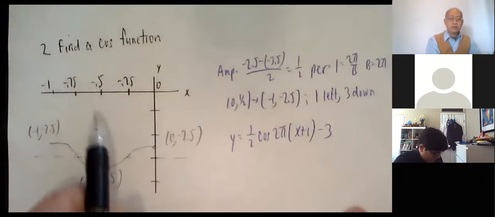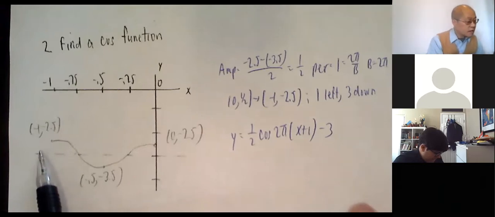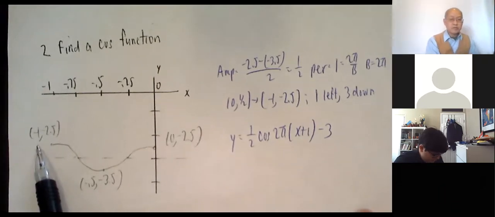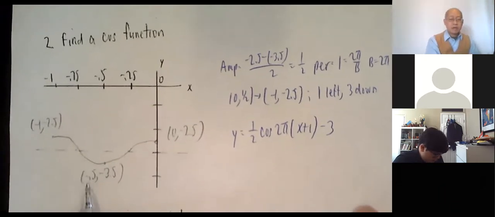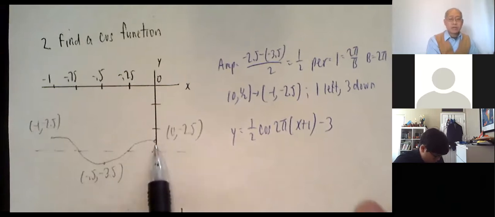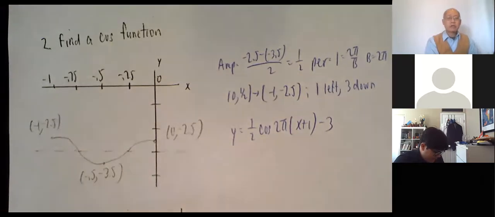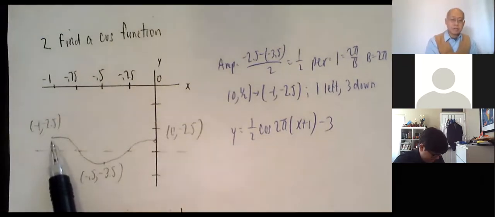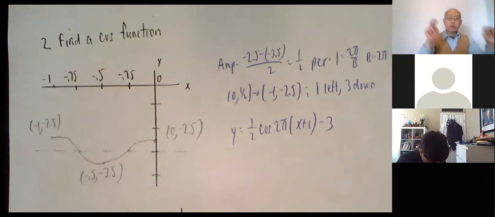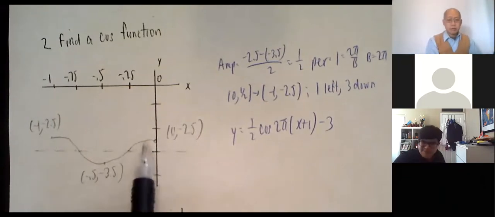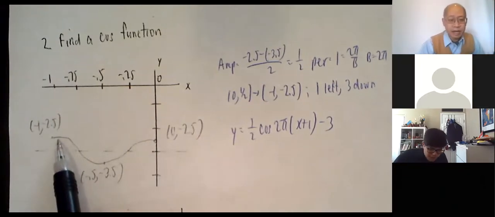Okay, second one, it's a cosine function. This is -1, -2.5, -0.5, -3.5, 0, comma, -2.5. So there's a lot of negatives. If this is cosine type, cosine starts at the maximum. This is the maximum, so that's fine. So maximum, 0, quote unquote, minimum, 0, maximum. So I don't need to put any negative on it.